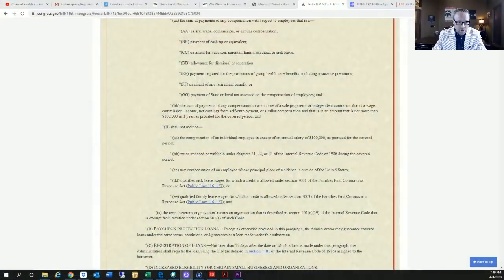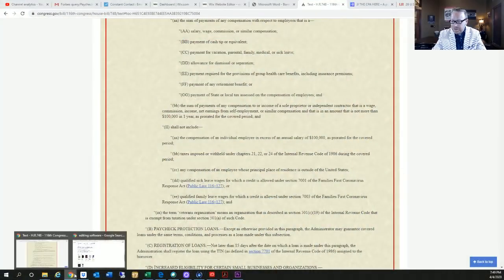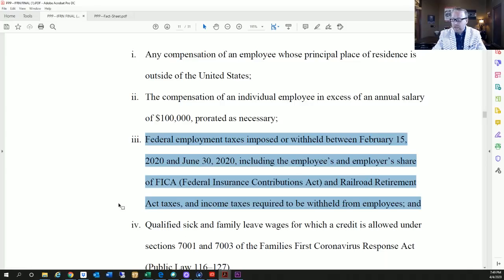So I think what we're looking at here is if we go back to this, I kind of feel like maybe we're in a situation where that's just not a complete sentence or a complete thought or paragraph. Because what's interesting there for me is that it's saying federal employment taxes imposed withheld between this date, including employees, employers, and income taxes required to be withheld.